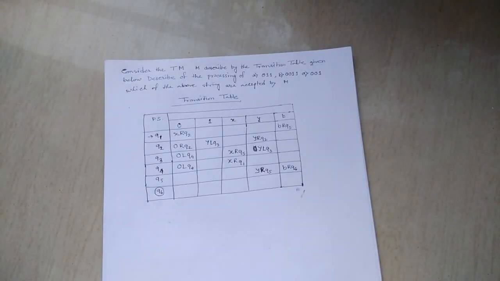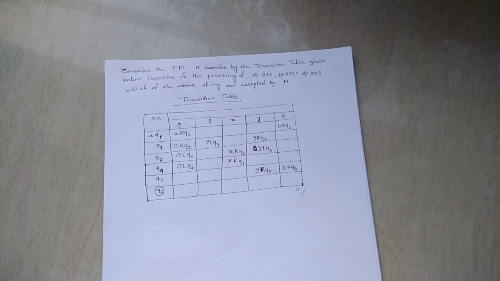So this is a problem of Turing machine where the transition table will be given and three strings are given. The first string is 011, then 0011 and finally 001. We have to check which of these three strings are accepted by this Turing machine.